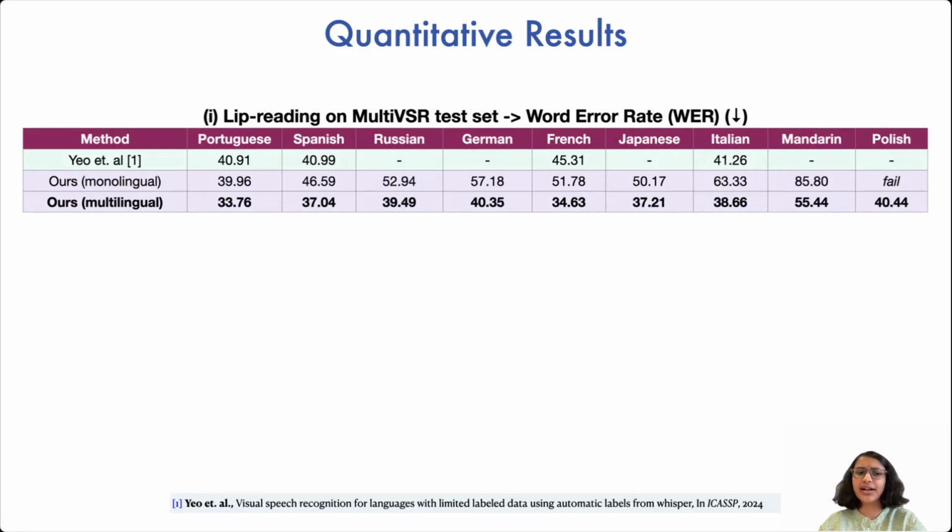The gains can largely be attributed to two factors. First, the larger number of hours in each language in the MultiVSR train set, and second, joint multilingual training across all languages, which further increases the data scale.